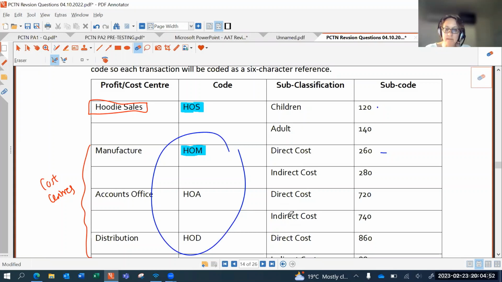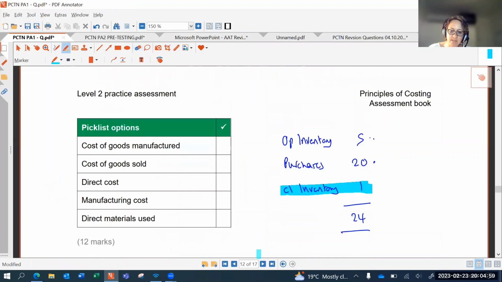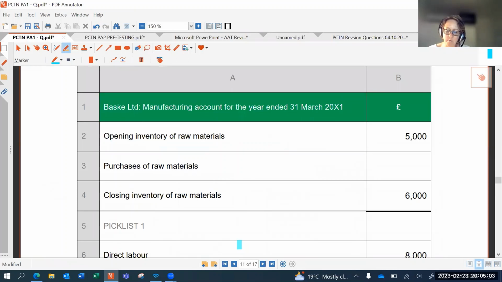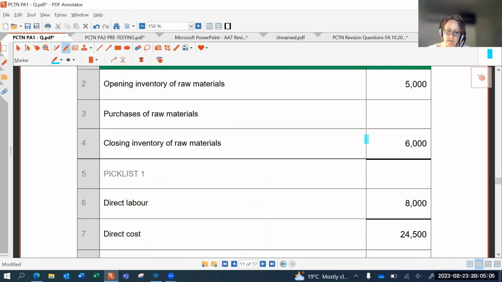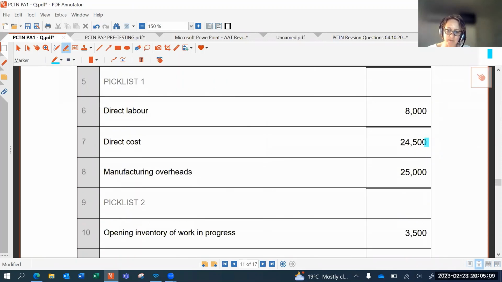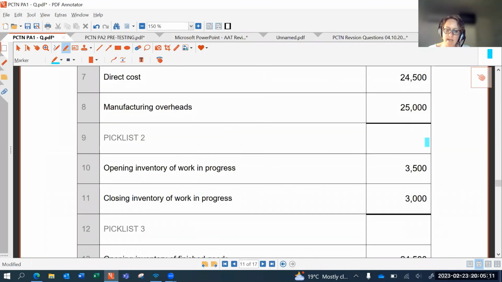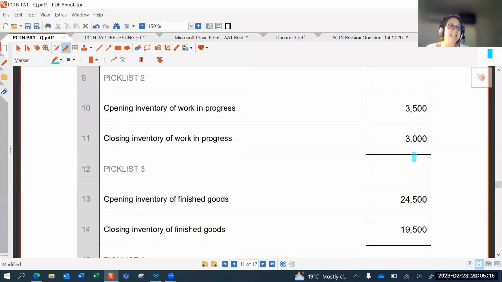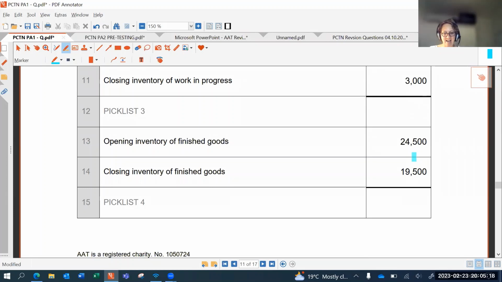And Michelle, yep, if you're talking about manufacturing accounts, then that would be a good summary of what's going on there. Manufacturing accounts, we have the opening, we add something, we deduct the closing, we get a subtotal. We add something, we get a subtotal. We add something else, we get another subtotal. We then add the opening, deduct the closing, get a subtotal. Add the opening, deduct the closing, get a subtotal. You just got to work out what those various subtotals are from the pick lists. That's where the memory comes in.